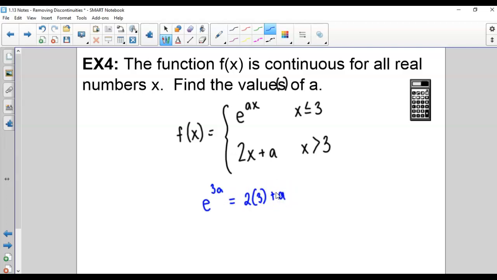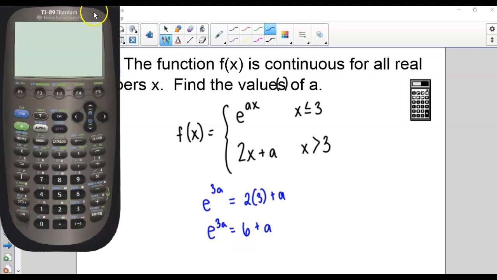Remember, whenever you're doing this, the x is always the variable that gets replaced. So here we've got e to the 3a equals 6 plus a. And we don't know how to solve that. And I don't know that there is a way to solve it by hand. If there is, I'm not familiar with it. So, if you get something like this, it's going to be calculator active.